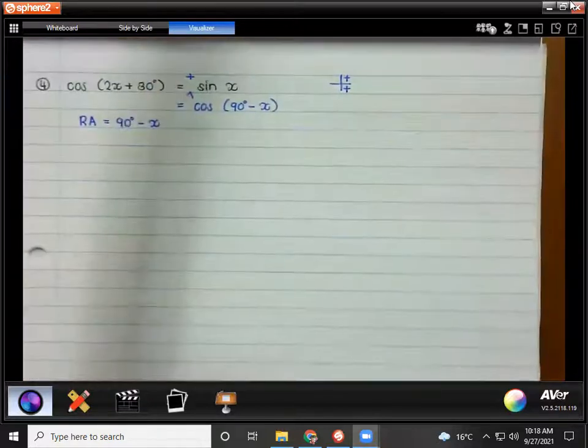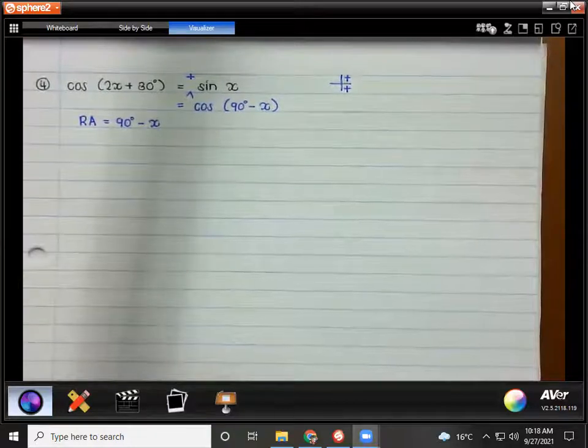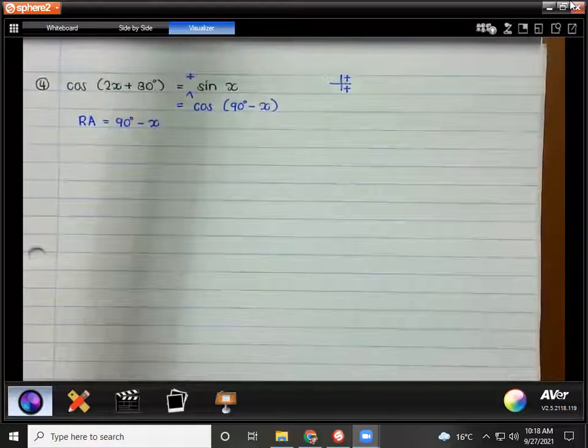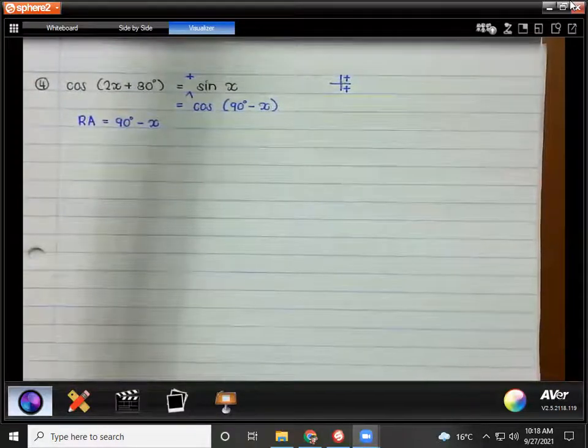What is the angle on the left? The angle that my general solutions have to start with, 2x plus 30. Okay, do that one on your own, please. Solve for x there on your own. You're going to do a quadrant 1 solution and a quadrant 4 solution. It's just like the previous one.